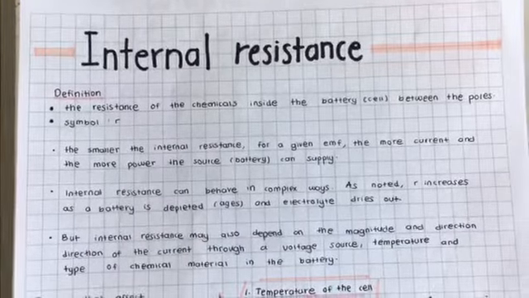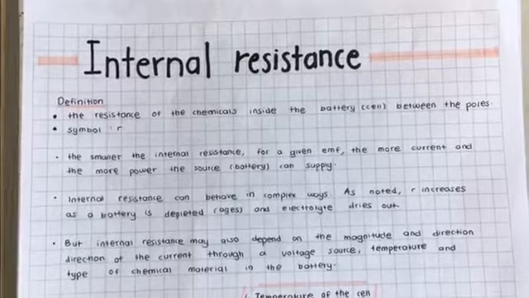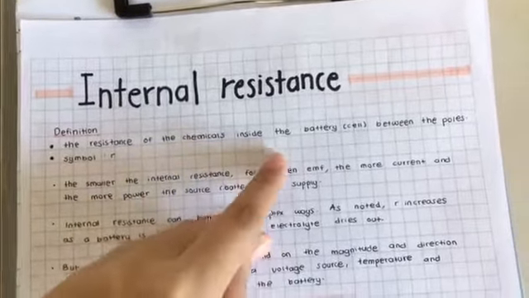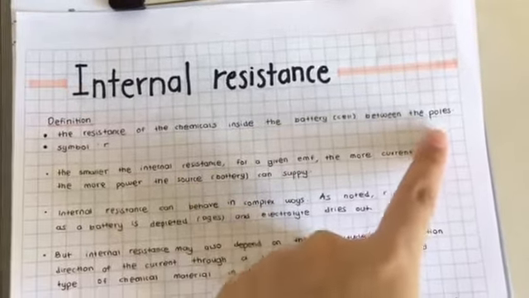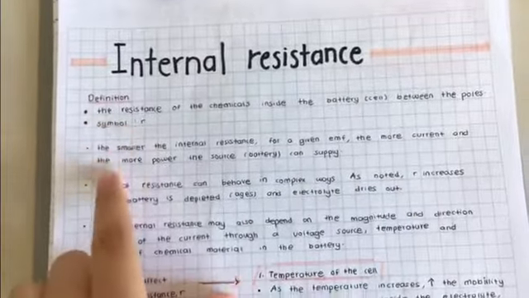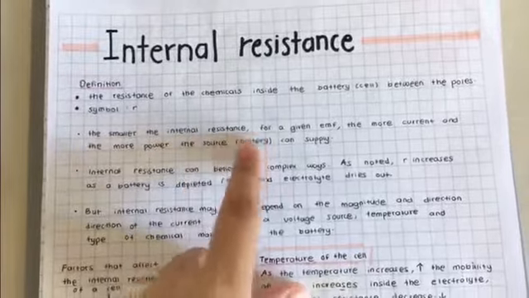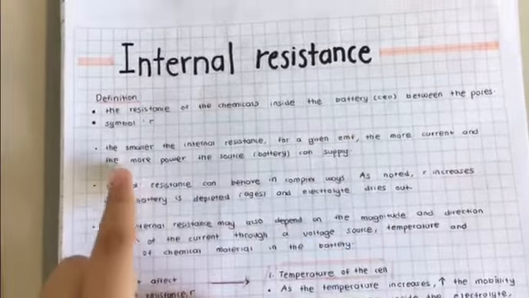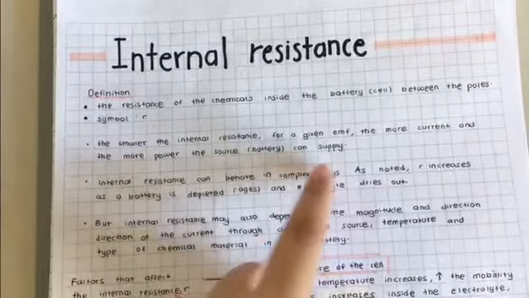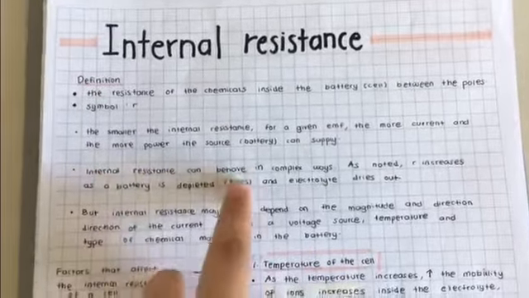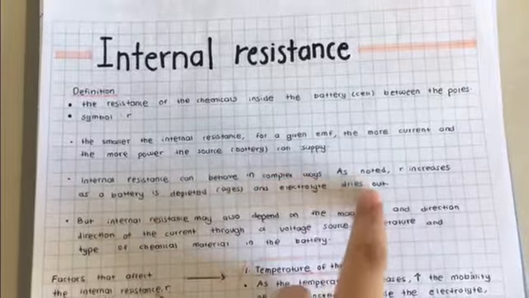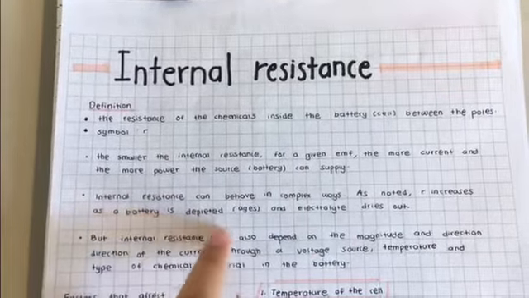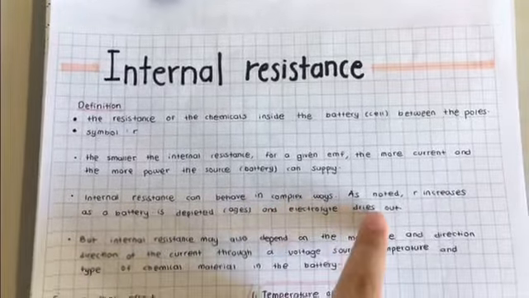Internal resistance. What is the internal resistance? The resistance of the chemicals inside the battery between the poles, and the symbol is r. The smaller the internal resistance for a given EMF, the more current and the more power the source can supply. Internal resistance can behave in a complex way. As noted, r increases as a battery is depleted and the electrolyte dries out.